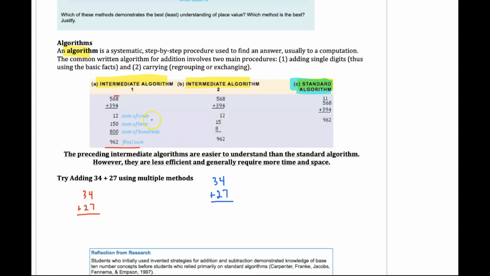And so that's what the intermediate algorithm is. Here it's the same, just without writing the zeros. You just keep over your place values, right? And then just add down. I like this one here because it shows me the values.